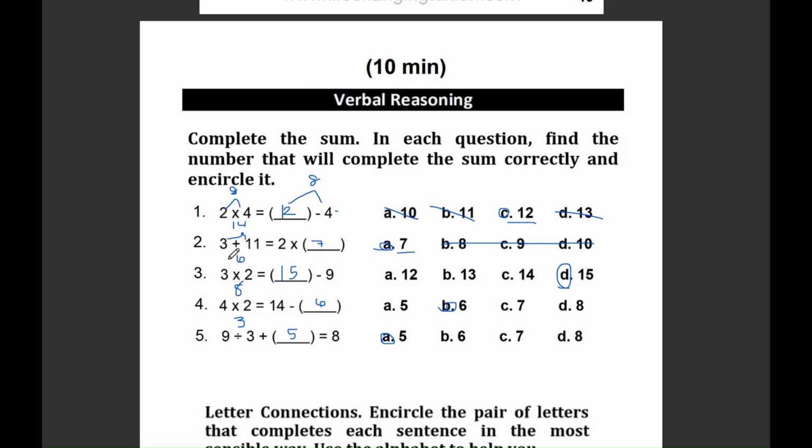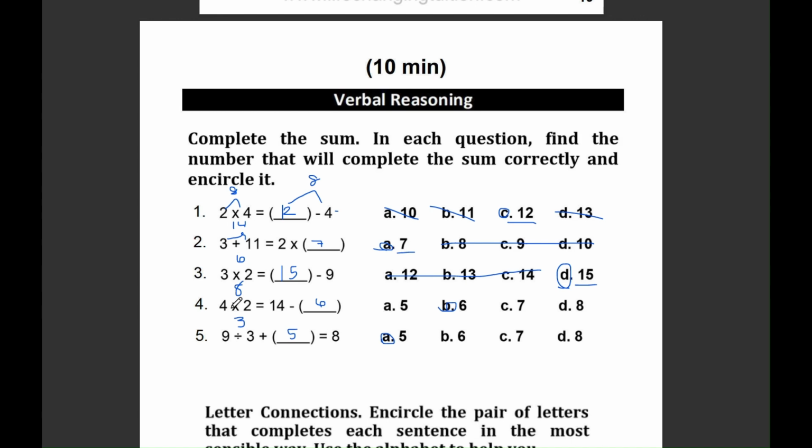Number 3. 3 times 2 equals blank minus 9. Options: A. 12, B. 13, C. 14, D. 15. Why not? 12 minus 9 equals 3. 13 minus 9 equals 4. 14 minus 9 equals 5, not 6. Answer: D. 15. Formula: blank equals 3 times 2 plus 9 equals 6 plus 9 equals 15.